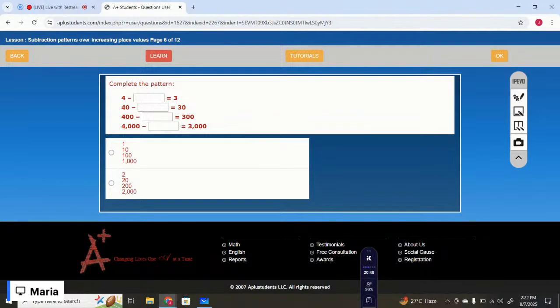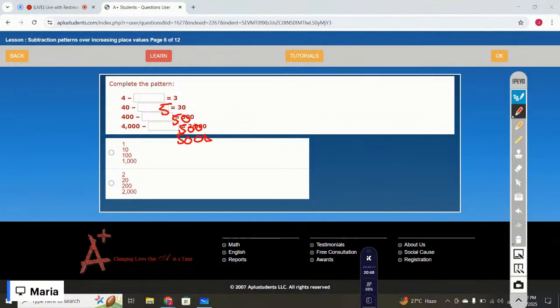Complete the pattern. 4 minus what number is 3? 40 minus what number is 30? 400 minus what number is 300? 4 take away 1 is 3. 40 take away 10 is 30. 400 minus 100 is 300. And 4,000 minus 1,000 is 3,000.